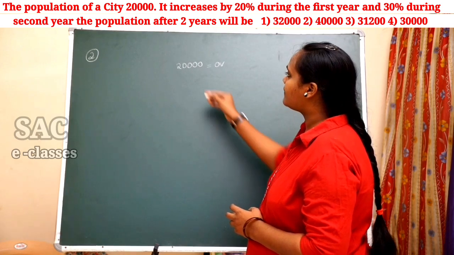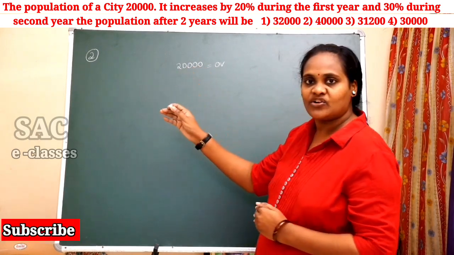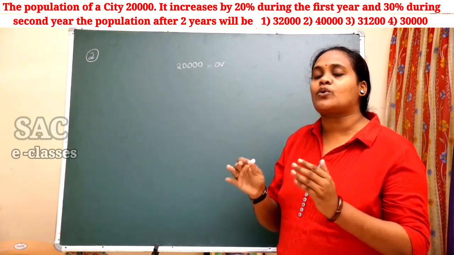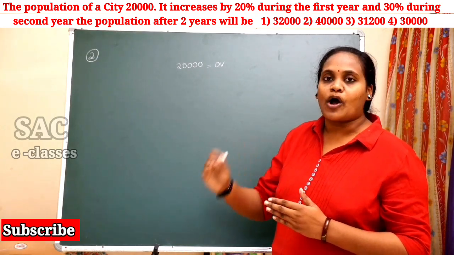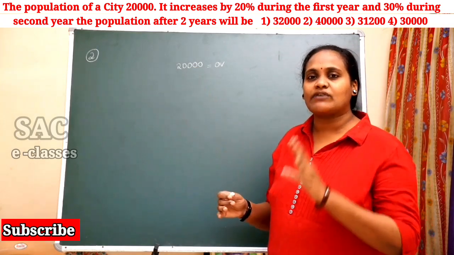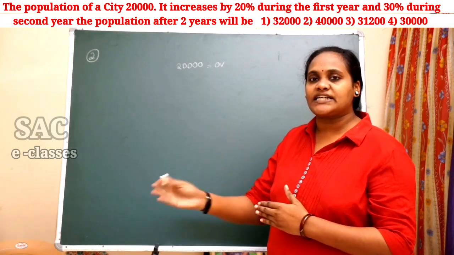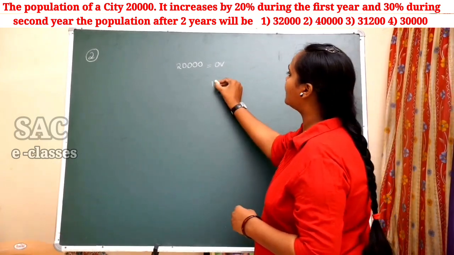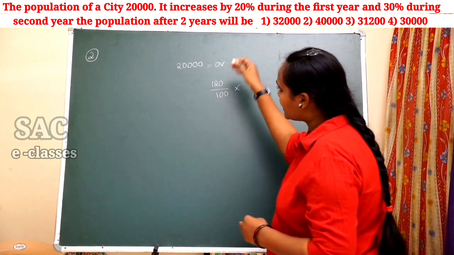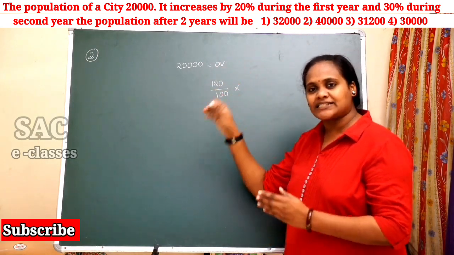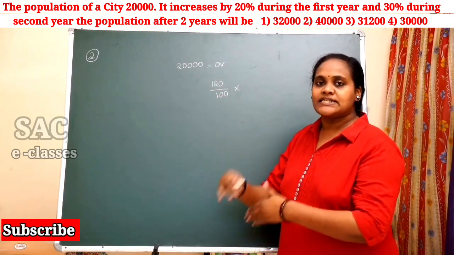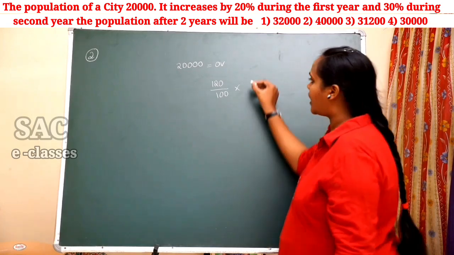I told you, whenever you want to find out the new value, you need to identify whether that change is positive or maybe negative. The population is increasing. First year, 20% increase. Actually, 100%, 20% increase means how much will it be? 120 by 100 into, is the second year also the population increased by 20%? No, the same change has not happened. Second year was 30%. So what will you write?